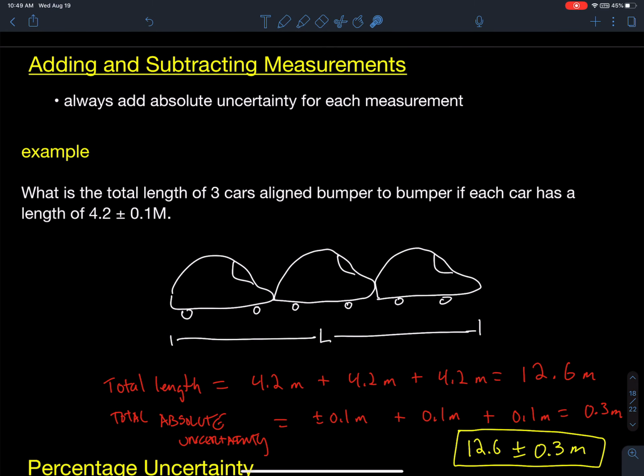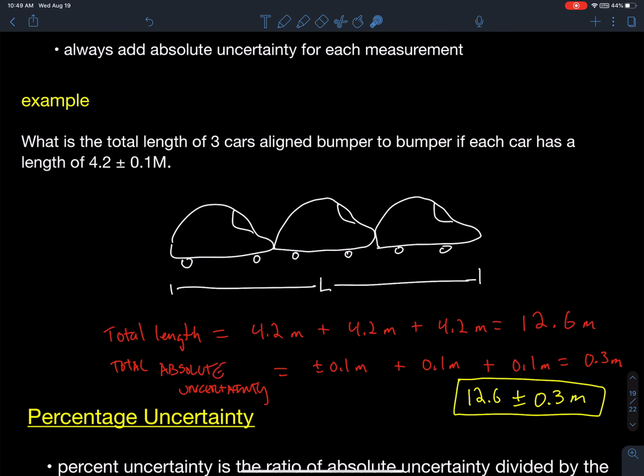So again, when you're adding and subtracting measurements, you always add the absolute uncertainties, and that would give me my final absolute uncertainty. And then I just do the regular addition like we normally would when we're adding the lengths of the cars together. So 12.6 plus or minus 0.3 meters. Notice that I put the unit at the end here. I don't put it here, I put it all at the end. Okay, so that means that this length is going to be 12.3 to 12.9 meters in total. Okay, that's quite a large uncertainty.